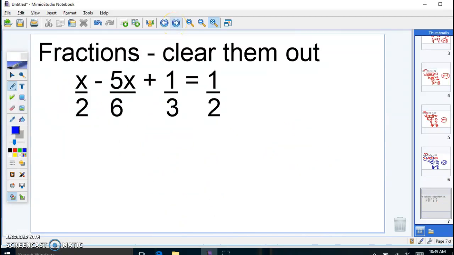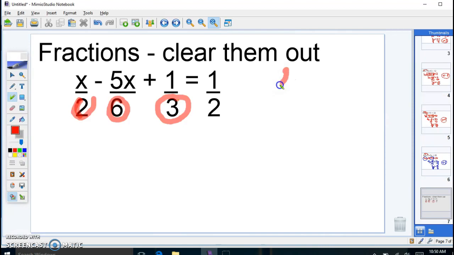Now, sometimes in equations, you will see fractions. Don't let those fractions scare you, because we are going to get rid of them so we don't have to mess with them. So the first thing I want you to focus in on is we have a fraction with a denominator 2, a 6, and a 3. So I need to think, what is the lowest common multiple of all three of those numbers, so that I can cancel it out.